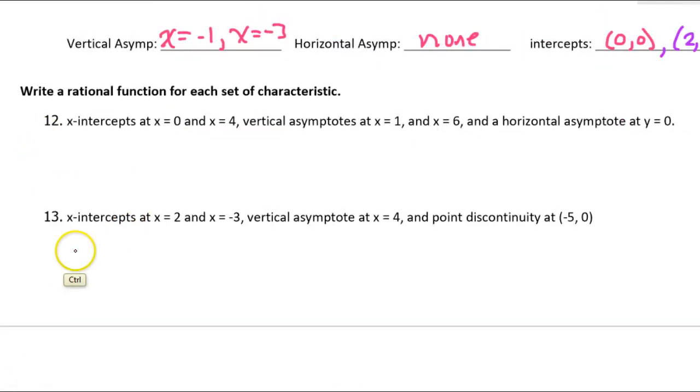Number 12 and 13 are a little bit different. A rational function has x-intercepts at 0 and 4, vertical asymptotes at 1 and 6, and a horizontal asymptote at y equals 0. We need to make up a rational function that satisfies those criteria.